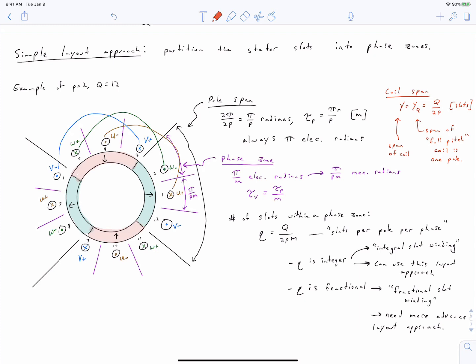So later we'll talk about what it means to have a short pitch coil and why you would do that and how you would do that. But in this video, we're going to focus on these being full pitch coils for this simple layout approach.